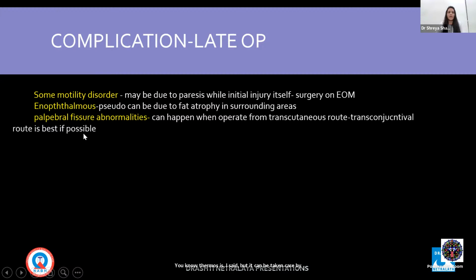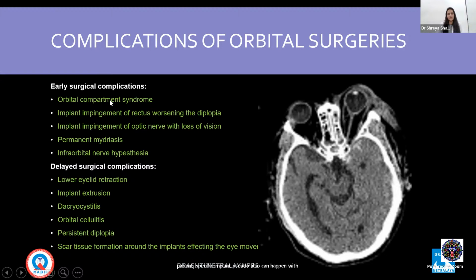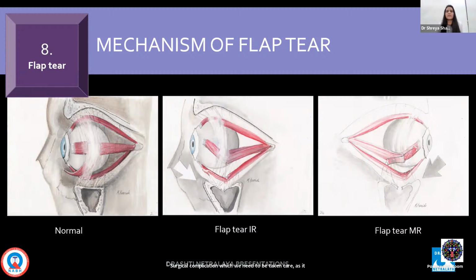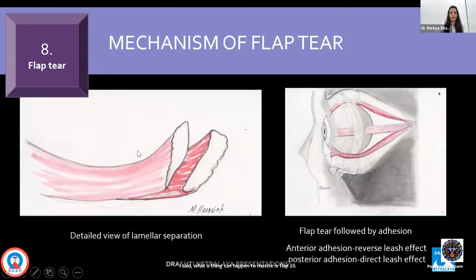So early surgical complication, as I said, is orbital compartment syndrome, and this is early and this is delayed surgical complication, which we need to take care of. Another thing that can happen to the muscle is a flap tear. How does the flap tear happen? It just separates from the lamellar part. There is a lamellar separation of the muscle, and one part gets stuck into the fracture. So that will give limitation of action in both the areas.